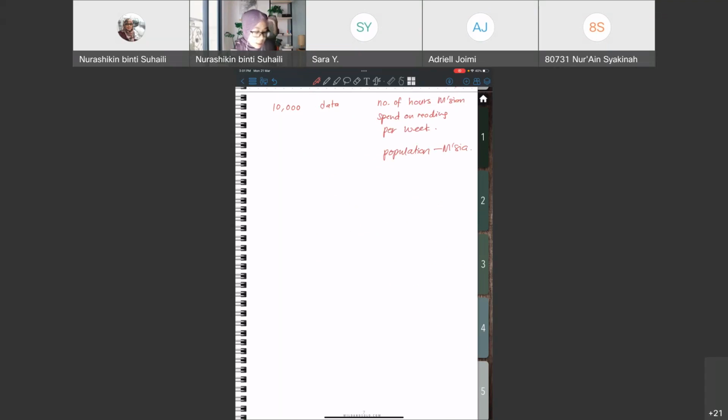So this kind of 10,000 data, in statistics, normally if the number is huge, at the end it will give a typical kind of distribution whereby the distribution will look like a bell shape. What is meant by bell shape here? Let's say the number of hours, the range here is per week. Logically, let's say 1 hour, and then until 10 hours. That is the range of data that I collected from the people of Malaysia.